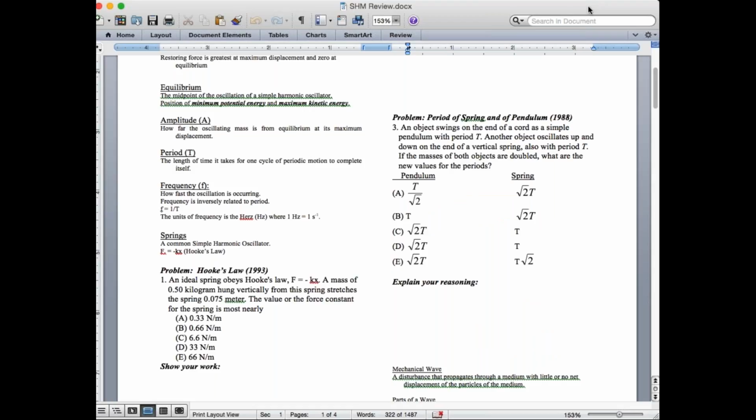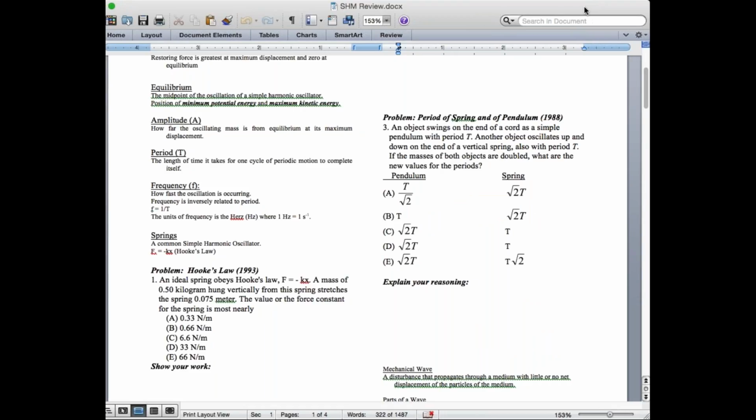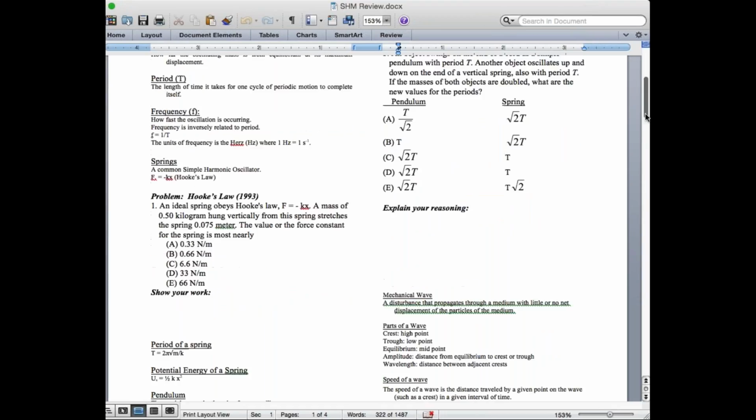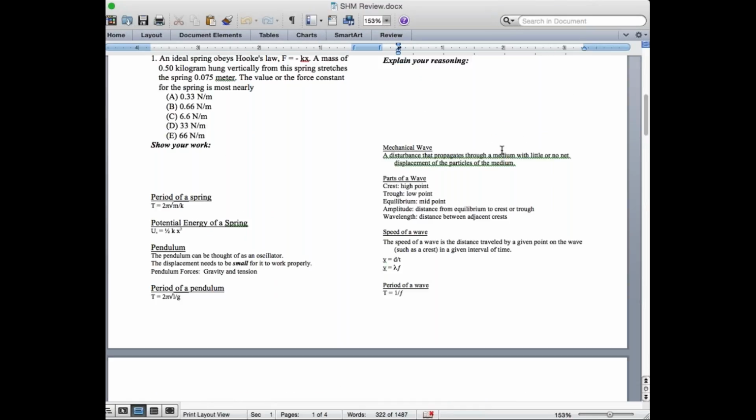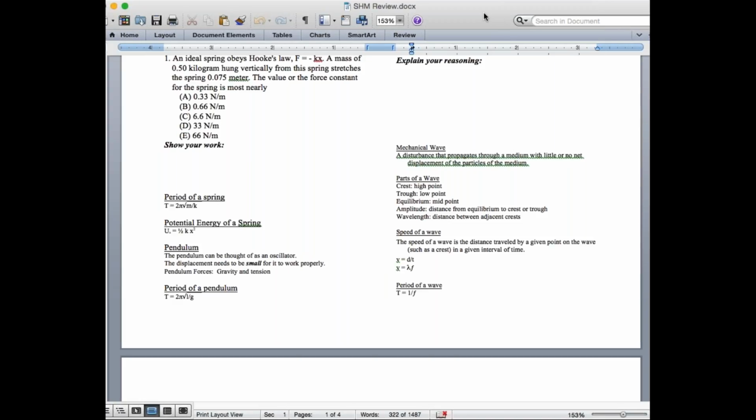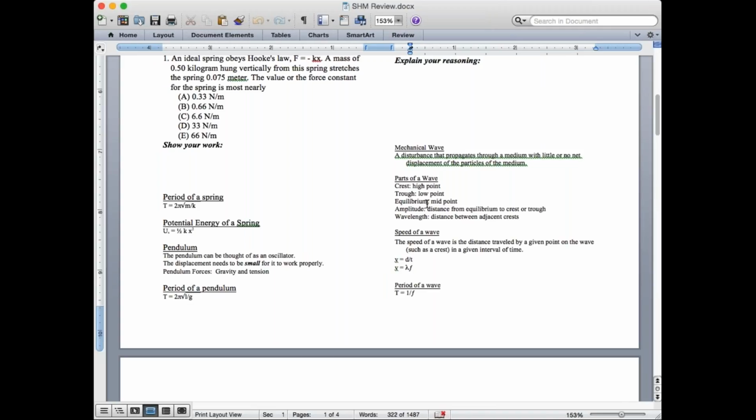Continue on to the next one. Okay. Dealing with mechanical waves. A wave is a disturbance that propagates through a medium. Propagate just means a wiggle through a medium. Medium means stuff that things go through, with little or no net displacement of the particles of the medium. Parts of the wave: the crest is the high point, the trough is the low point, equilibrium is the midpoint, amplitude is the distance from equilibrium to crest, and the wavelength is the distance between those crests. Really, that's just the distance to when it repeats itself.